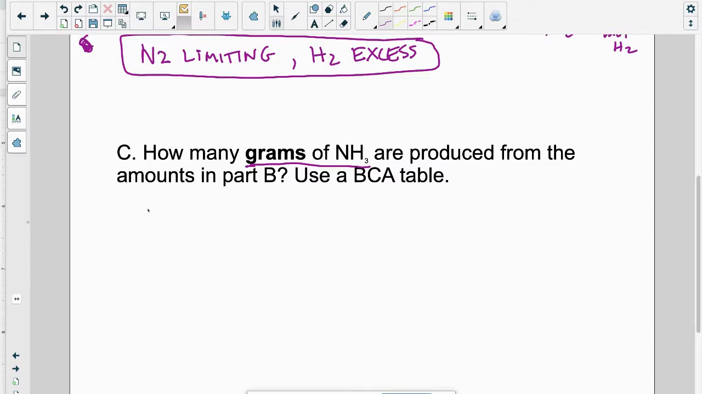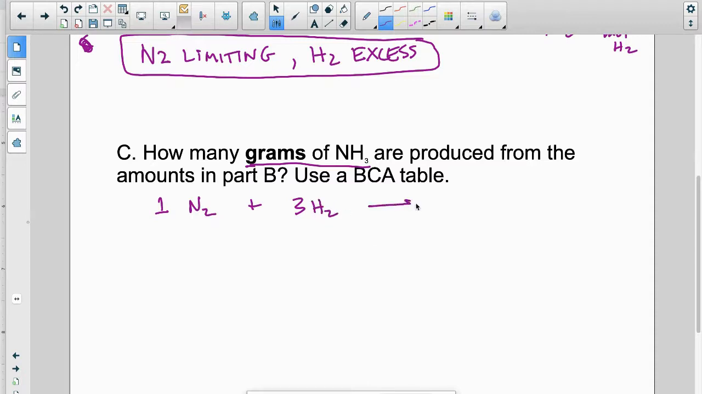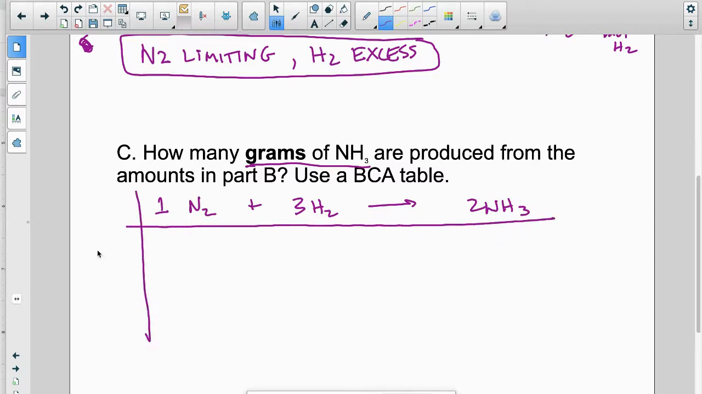All right, so let's set up our table. We need our balanced reaction, so 1 N2, plus 3 H2, makes 2 NH3. I'm going to make this table nice and large, so I have plenty of space to write. Let me divide this up. Here's my before, my change, my after. Put in some nice lines here.